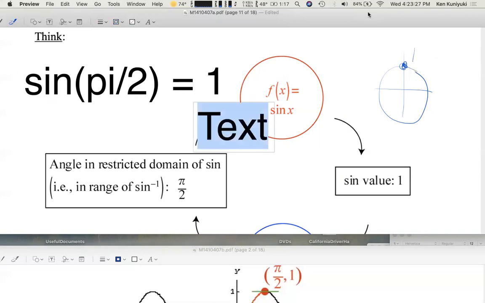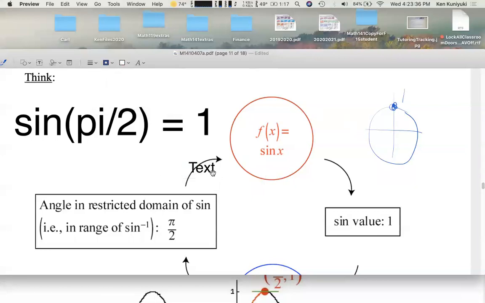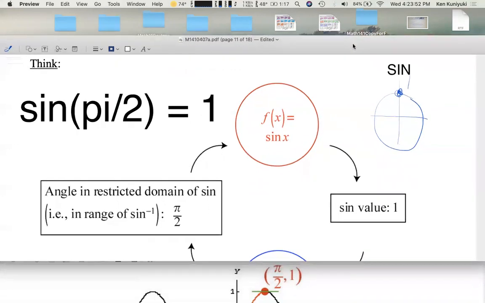Also, if you remember that trick we talked about in section 4.2, the sine of pi over 2 radians is 1. Think of that I representing 1. All right, sine of pi over 2 is 1. We input pi over 2 into your calculator, you press the sine button, and the output is 1, which is a sine value, a number in the range of the sine function.